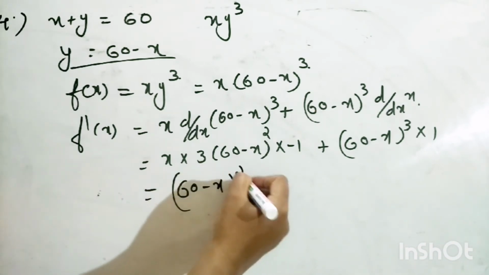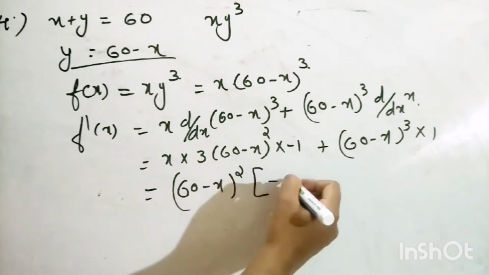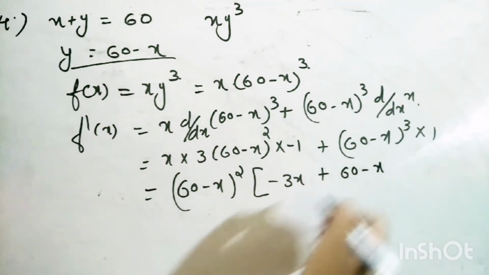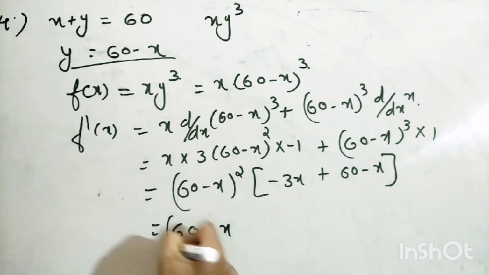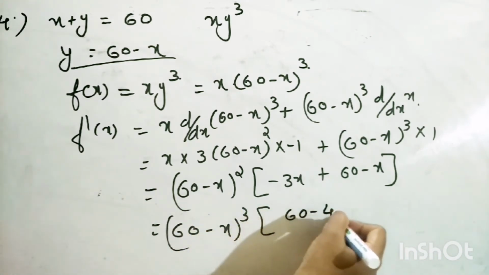Then (60 minus x) square is common, just take it outside. (60 minus x) square into, what will remain in the first term? Minus 3x will remain in the first term, and in the second term we will have 60 minus x, and this is equal to (60 minus x) square into (60 minus 4x).